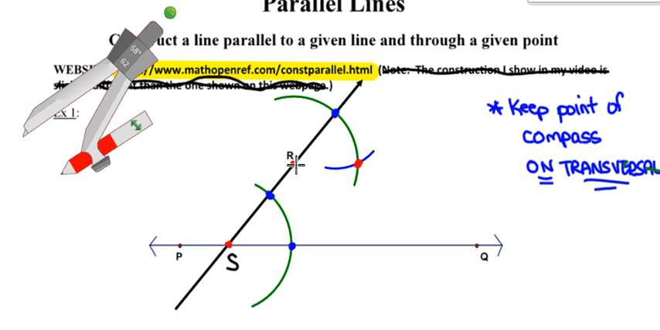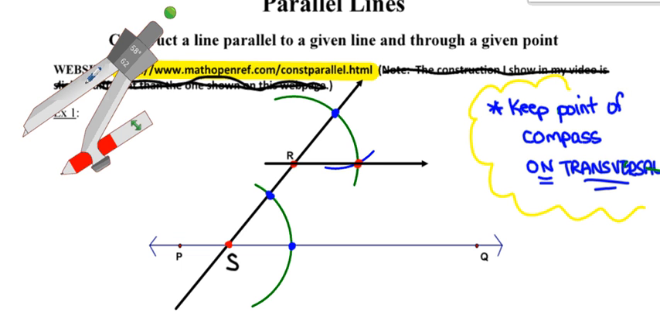But as long as the construction is done correctly and all of the arcs are placed in the right positions, even if your lines don't look perfectly parallel, you're going to get credit for the construction. Actually, that looks halfway decent, not too terrible. But again, you want to follow that rule. Keep the point of the compass on that transversal. It just makes everything easier.